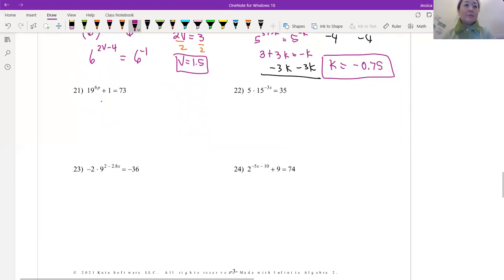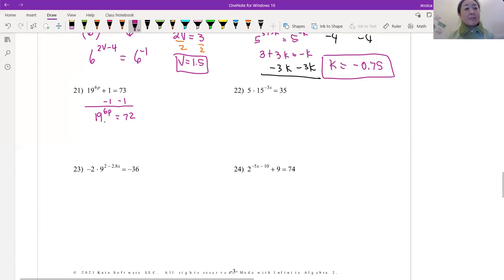All right, now, I can't change this 1 to a base 19, and it's adding instead of multiplying. And the 73, yeah, this is not going to work. So I need to find a different way. I can't find the same bases here. Well, I'm going to just get the exponential by itself. So I'm going to subtract 1 on both sides first and see if I can get it any better. And I got 72. Okay, so now I can't get the same bases because 19 times 19 is not 72. It's a big number.